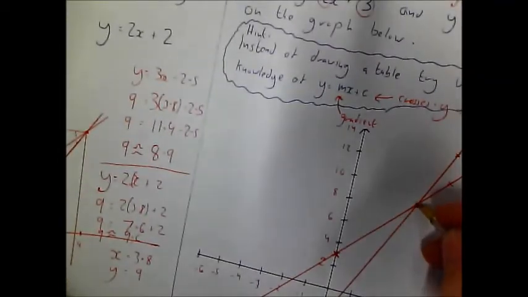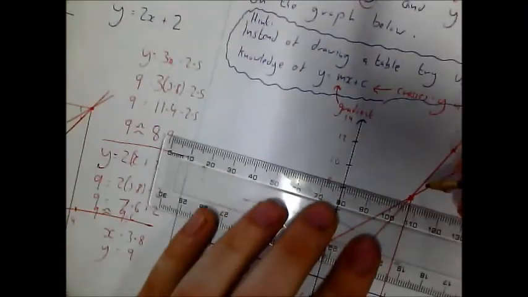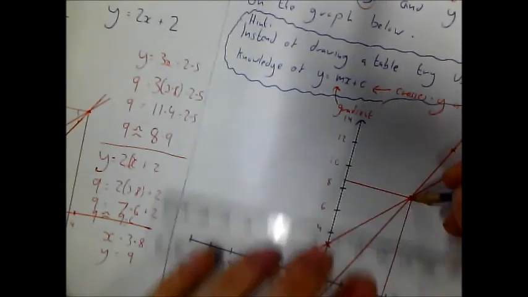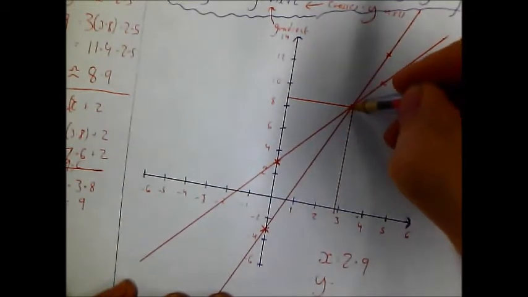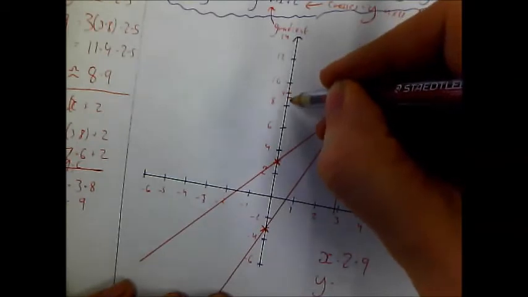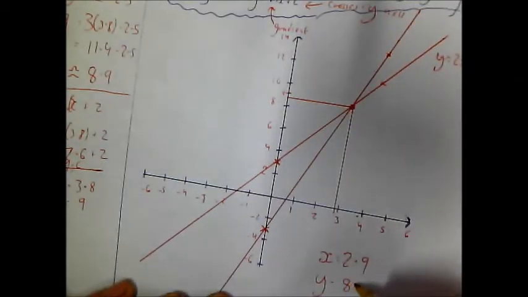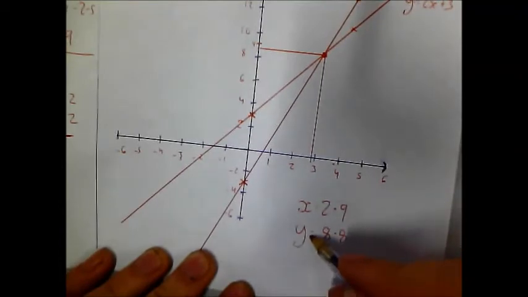There we are, and here's my point of intersection. Let's read down and across. Okay, so my x value appears to be just shy of 3, so 2.9, and my y value is, let's see, so if that's about 9, so that's going to be just over halfway, maybe 8.8-ish. Again, your values may be slightly different, but as long as they're around that number, that's going to be pretty good. Let's check our accuracy. Let's see how accurate I was.